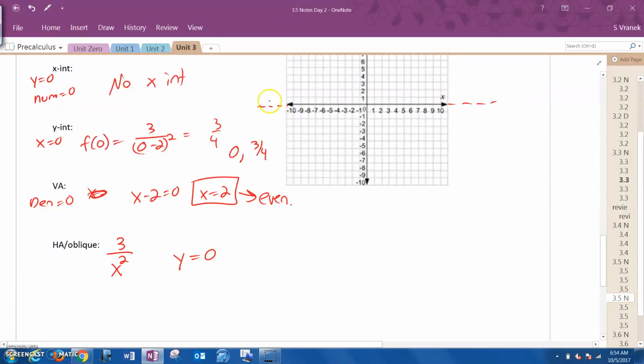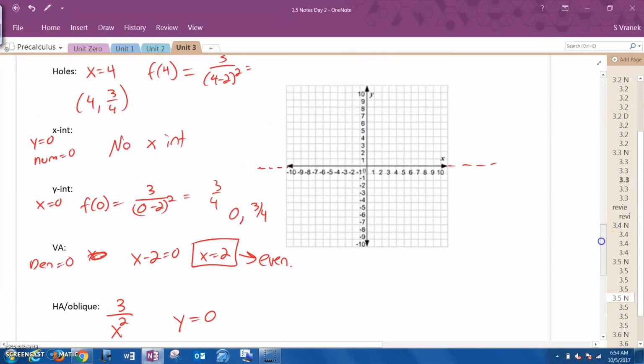So, now we're going to put all this stuff on our graph again and figure out what it looks like. Remember the vertical asymptote at 2 is even, so let's mark that down. And what else do I have? I have no x-intercepts, which kind of makes sense because our end behavior is at 0, which doesn't always mean that it won't cross, but in this case it does. Our y-intercept is at 3/4, which is right here, so that kind of gives us an idea of where the line's going to be. And we also have a hole at (4, 3/4). So there's a hole there.